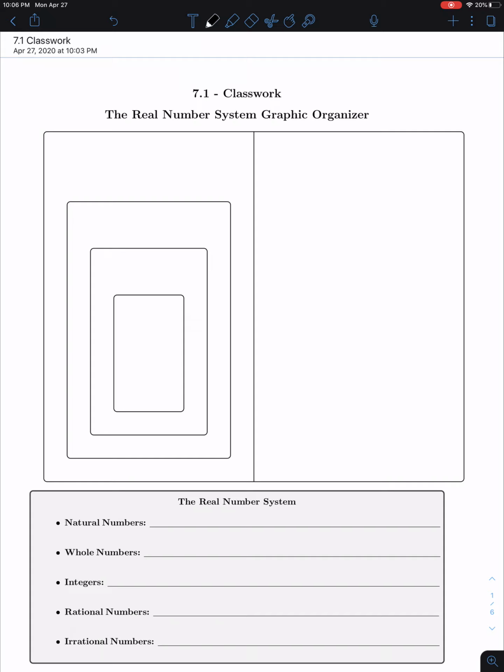numbers would live. So if we look at our big smallest square in the middle, that's actually going to be where our natural numbers live. And then what's a little bit bigger than the natural numbers is of course the whole numbers. And what's a little bit bigger than the whole numbers is going to be the integers. And then what's a little bit bigger than the integers is going to be the rational numbers.